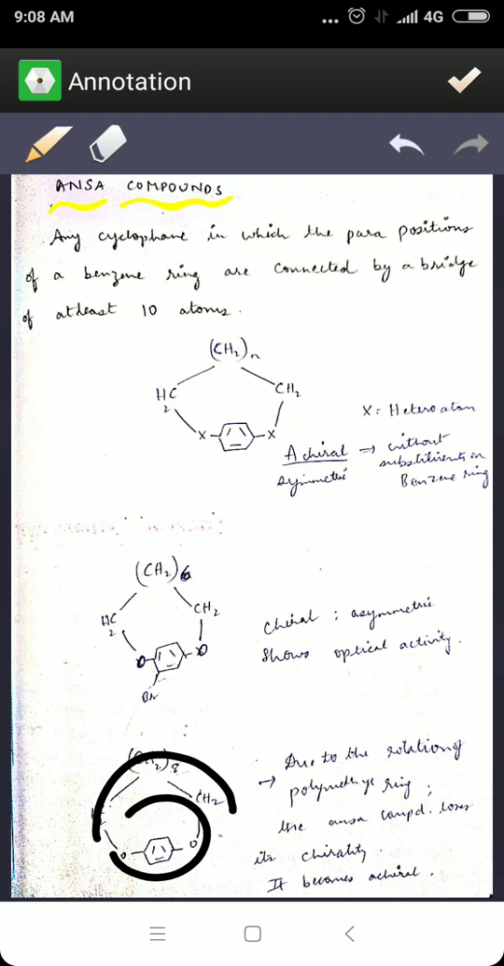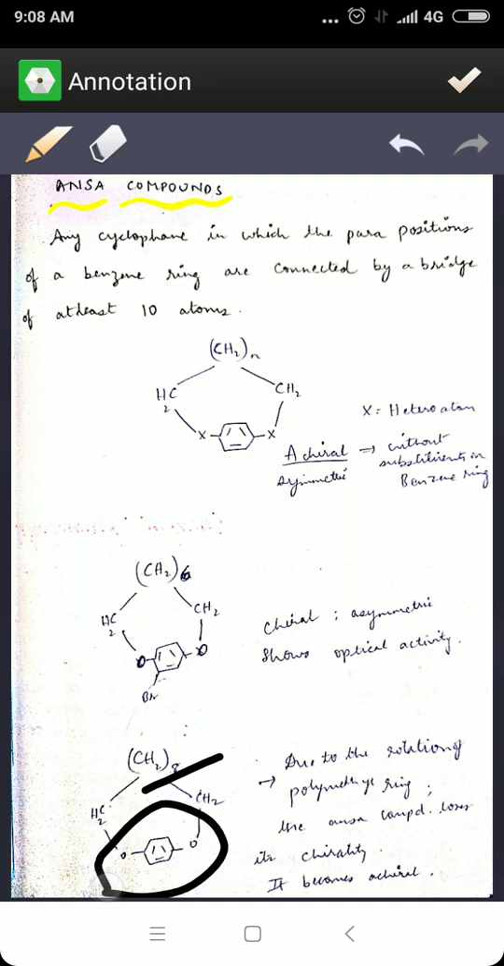So this is one exception that we should remember in ANSA compound, that whenever n is equal to 8 or more than 8, though there is no substitution on the benzene ring, the ANSA compound becomes achiral.